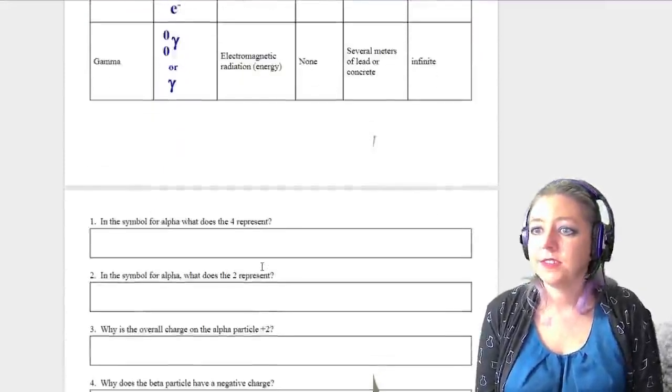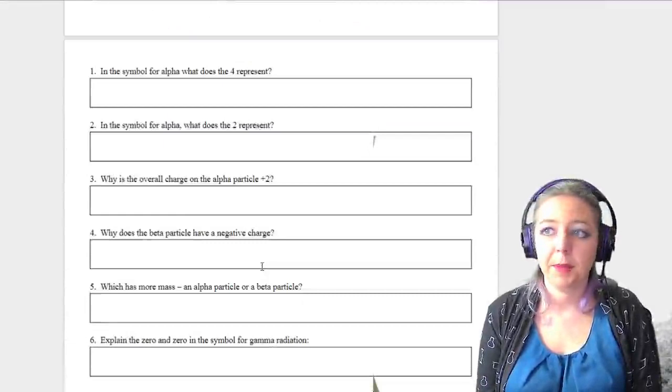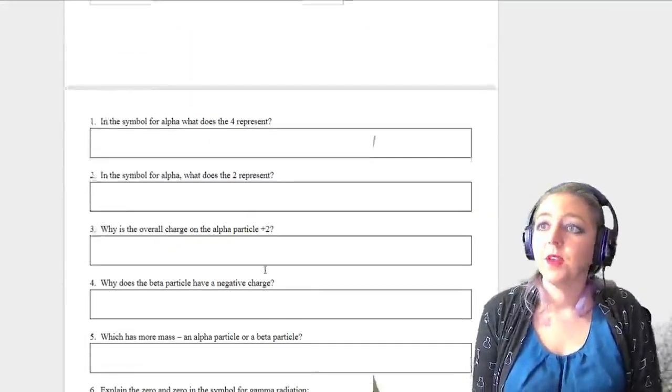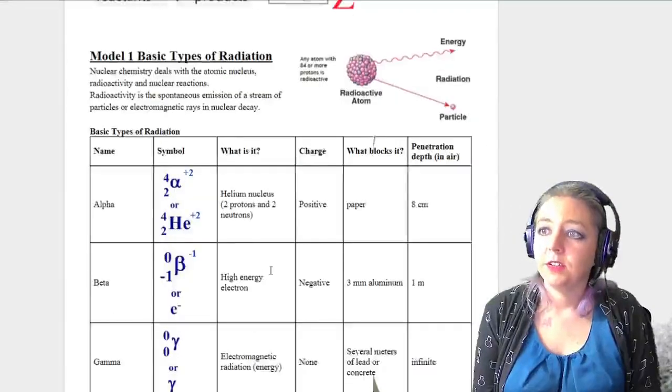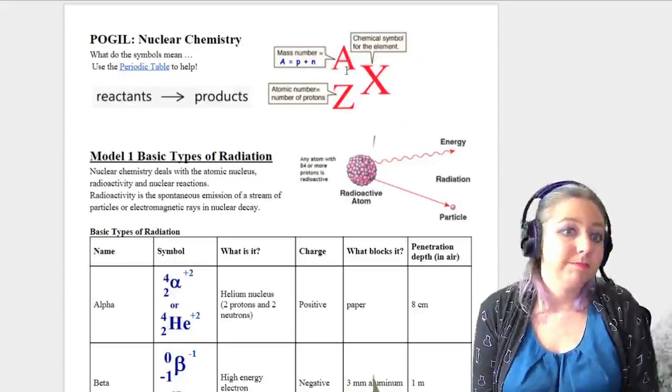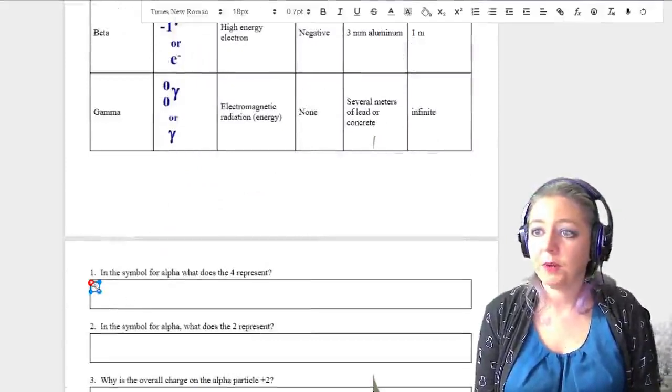So once you get to the second page, the questions start to pop up. In the symbol for alpha, what does the 4 represent? Well, if I look at my alpha, I have 4, 2 alpha, 4, 2 helium. Well, 4 is on the top, so that is my mass number. That's all. So the symbol for alpha, what does the 4 represent?